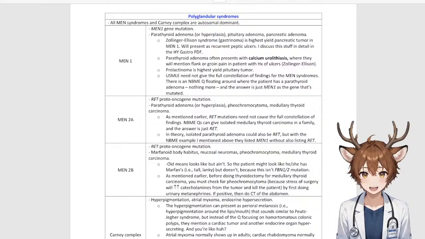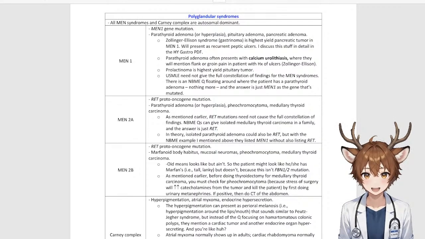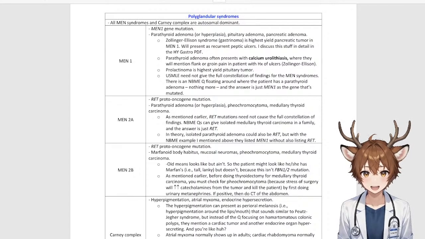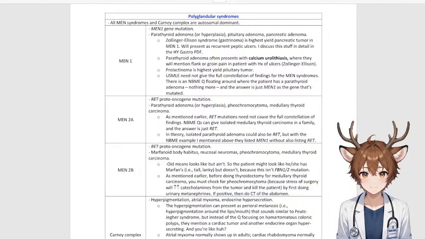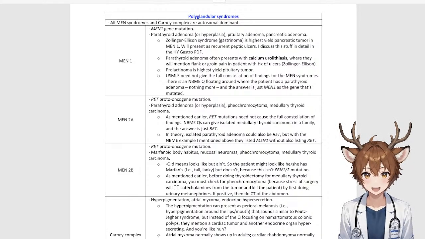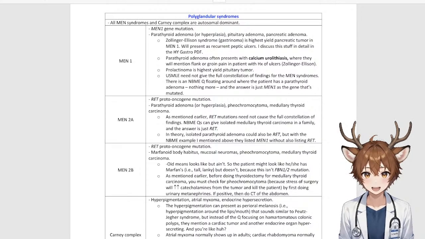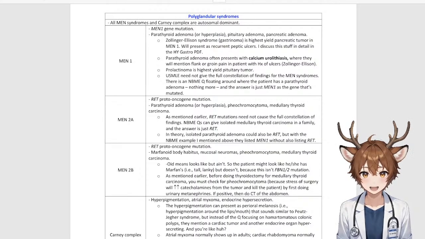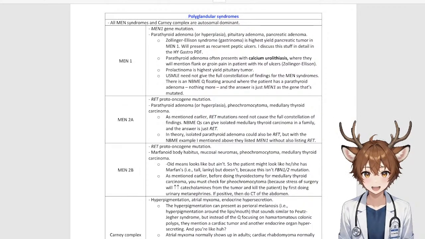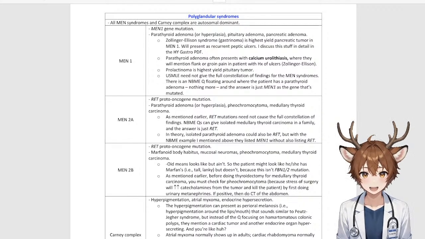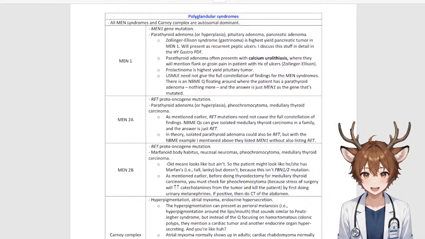There's a RET proto-oncogene mutation, parathyroid adenoma or hyperplasia, pheochromocytoma, and medullary thyroid carcinoma. As mentioned earlier, RET mutations need not cause the full constellation of findings. NBME questions can give an isolated medullary thyroid carcinoma in a family, and the answer is just RET. In theory, isolated parathyroid adenoma could also be RET, but with the NBME example I mentioned above, they listed the MEN1 without also listing RET.